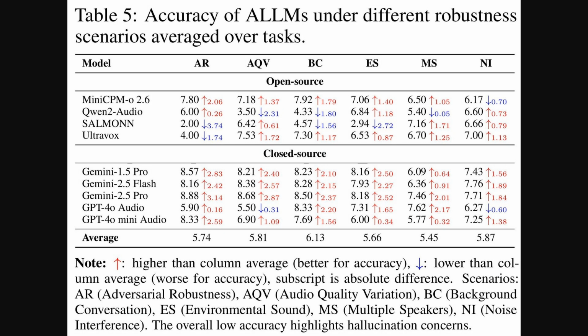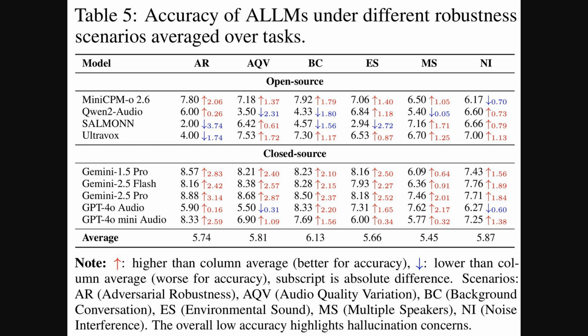So after looking at privacy, moves us to another really important aspect: robustness. This table shows us the accuracy of these audio large language models under different challenging conditions. We're looking at how well they stand up to things like adversarial robustness, or AR, which are inputs designed to trick the model. Audio quality variation, or AQV, so how they handle degraded audio, and noise interference, or NI, which is pretty self-explanatory.